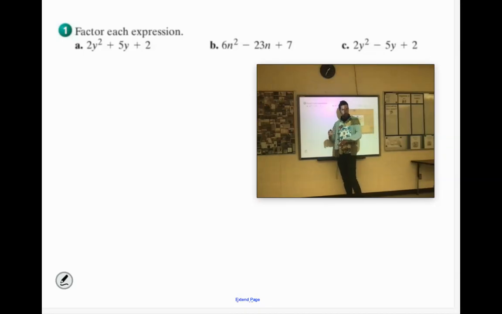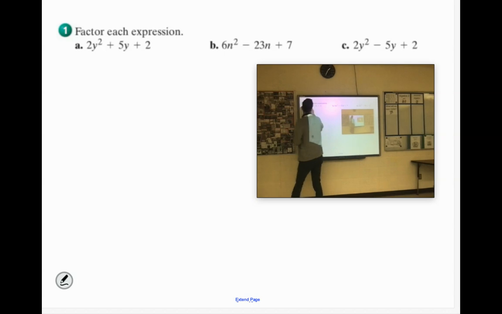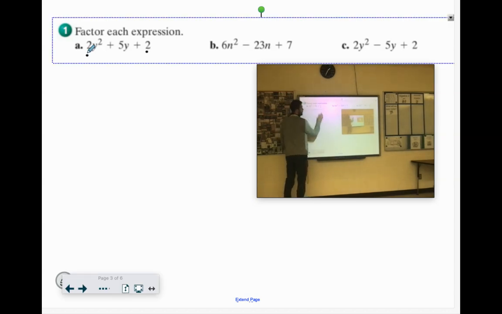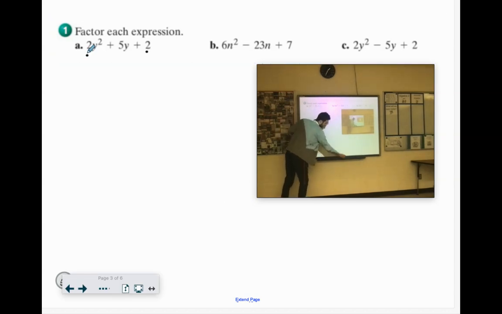We're going to try 3 more times right here. So multiply the first and last term. In this case, 2 times 2 is 4. So if we're thinking of our factors of 4, it's 1 and 4, or 2 and 2.